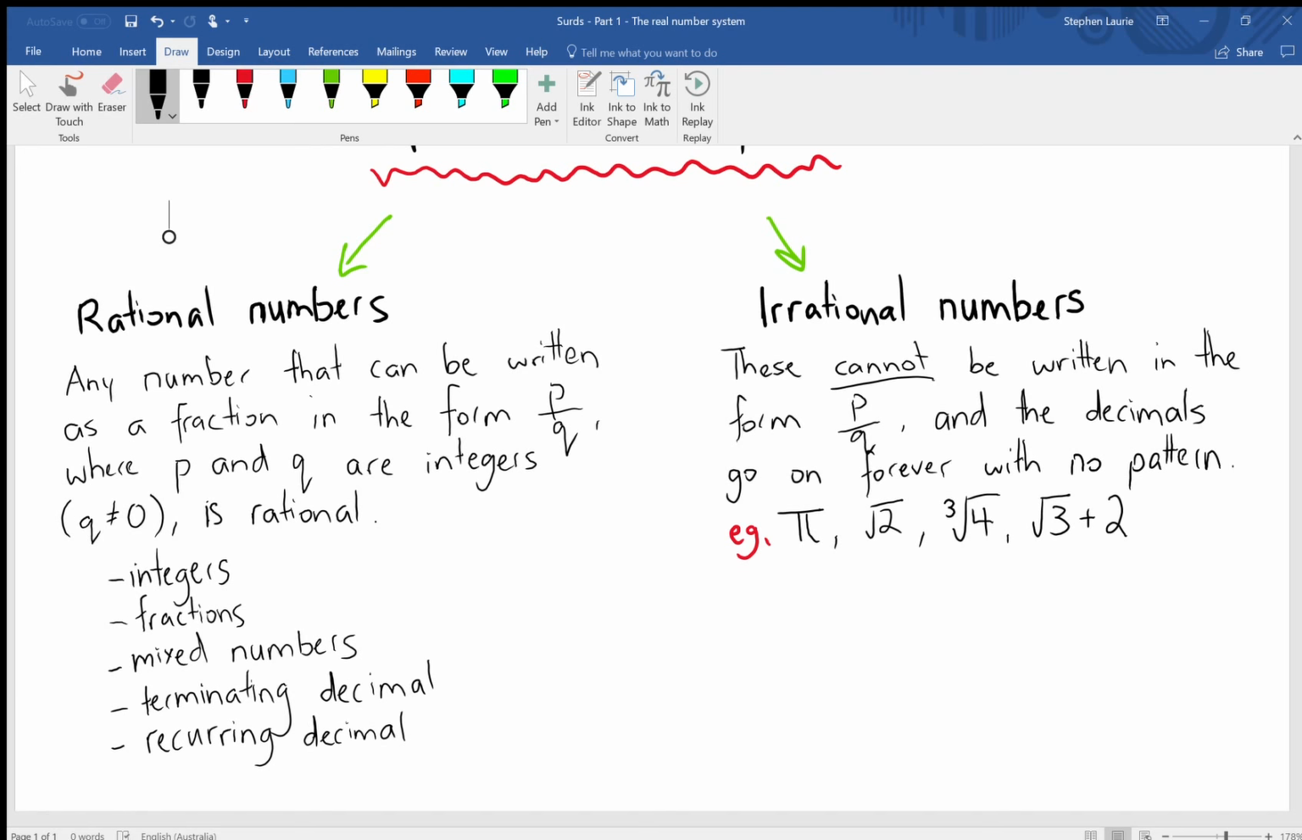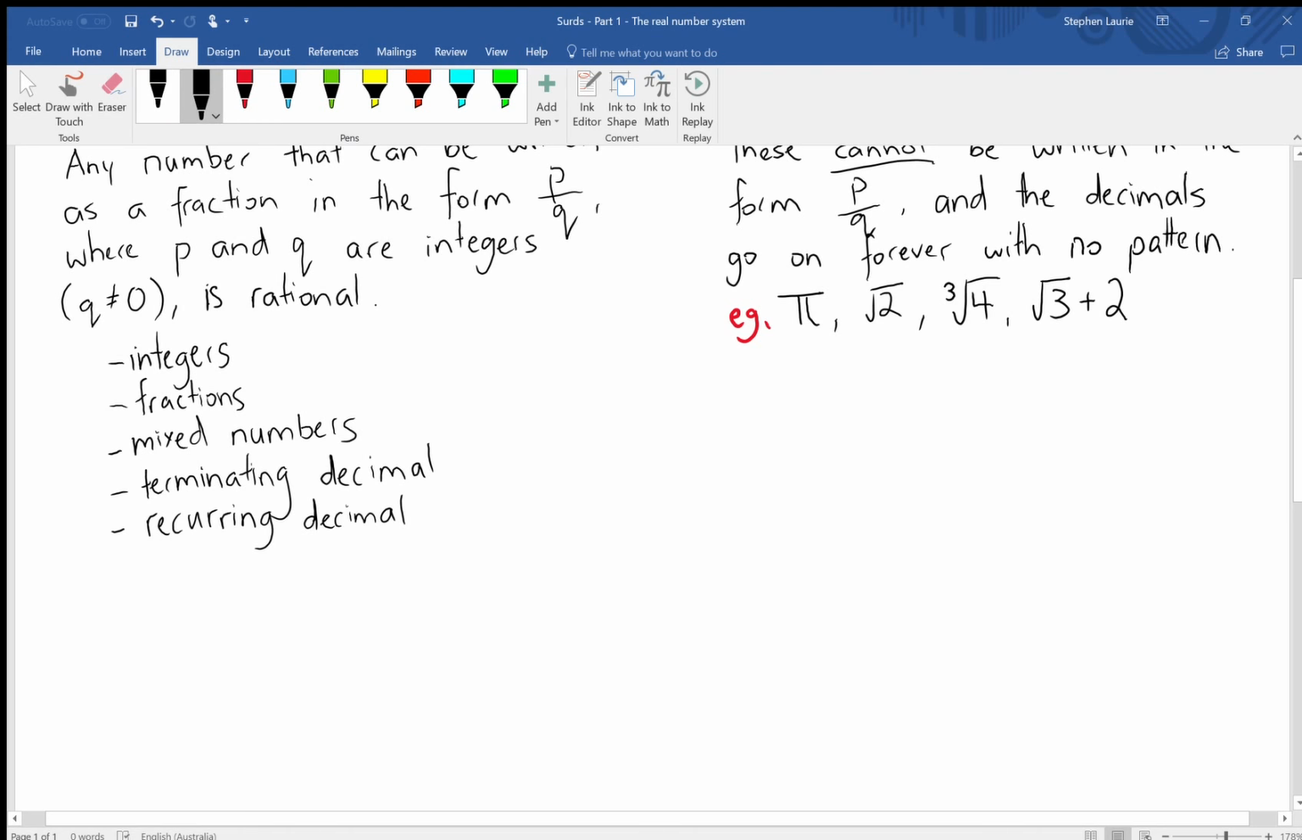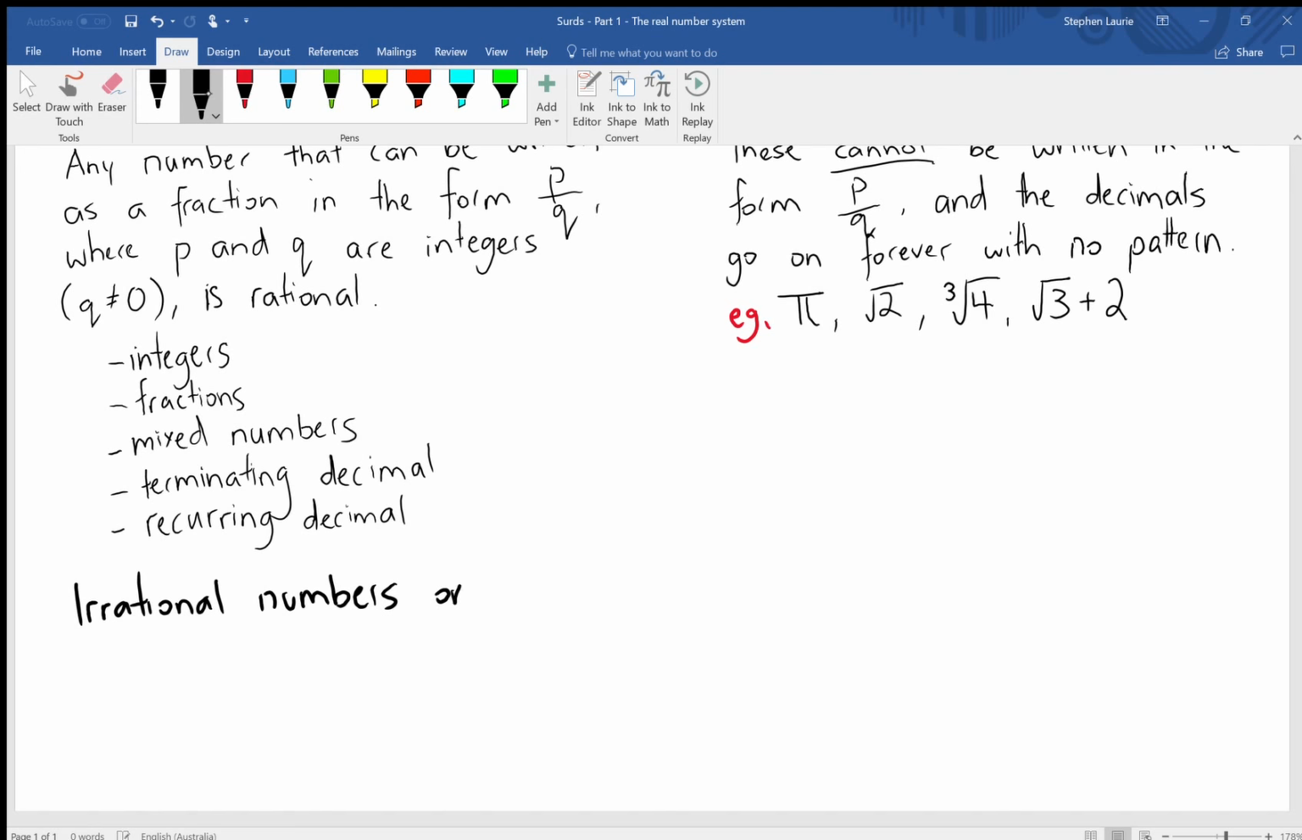So there's some examples. Alright, so now what we're going to have a look at is, can we plot irrational numbers on the number line? Irrational numbers on the number line. And the answer, in short, is yes. Just because we can't get an exact decimal doesn't mean we can't put them on the number line.